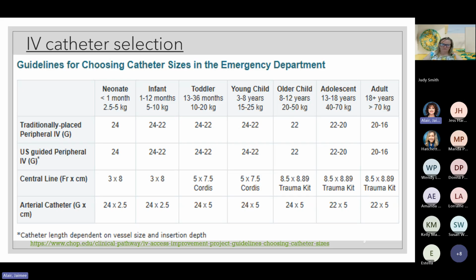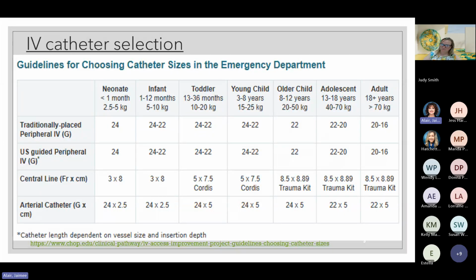But as you can see, up until the age of 13 plus, they don't really need bigger than a 22. Even up until 14 or 15, most of the time a 22 gauge will suffice for getting us the things that we need, whether it's antibiotics, CT scans, MRIs, whatever it is that we're doing. Most of the time a 22 is more than adequate.